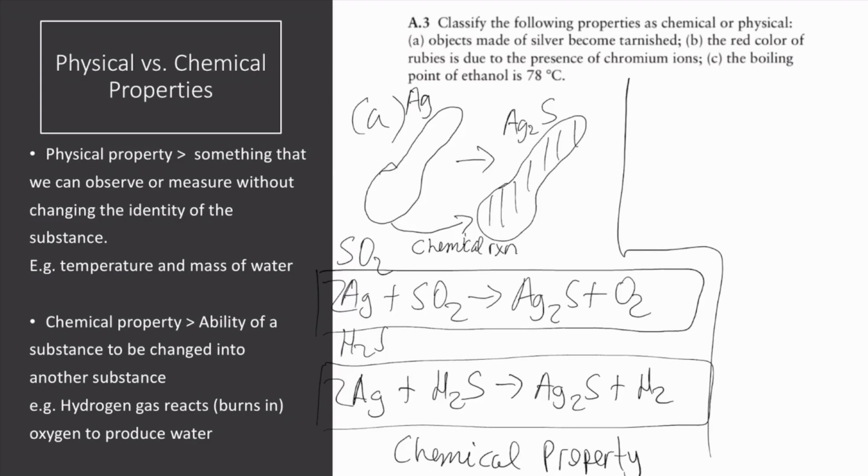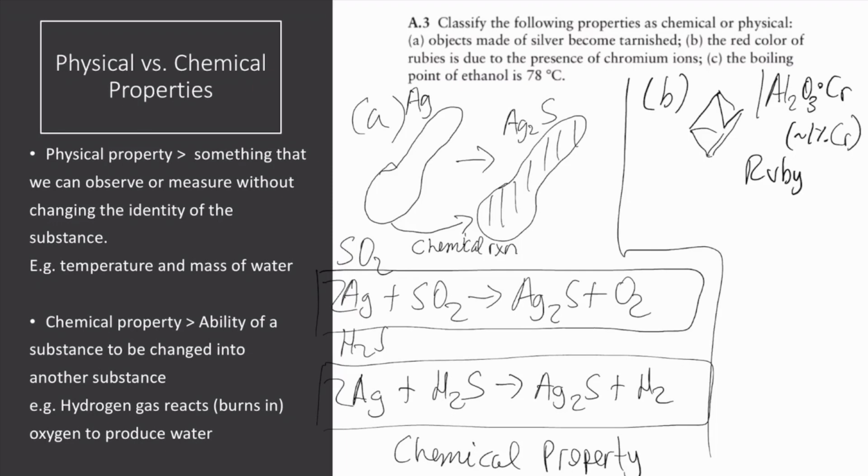For part B, we have the red color of rubies is due to the presence of chromium. Rubies are gemstones that are made out of aluminum oxide and chromium, and there is about 1% of chromium ions in there. So this sentence is just describing the nature of rubies. The aluminum oxide and the presence of chromium is what makes ruby what it is. So this is just a physical property.